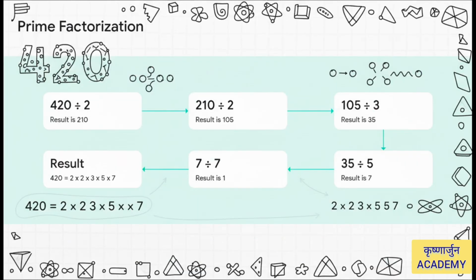Let's actually see this in action with a number like 420. We just start chipping away at it. We divide by the smallest prime we can, which is 2. Let's do that again. Now we can't use 2 anymore, so we move to the next prime, 3, then 5, and we keep going till we hit 1. And what's left is that unique prime DNA of 420: two 2s, a 3, a 5, and a 7.